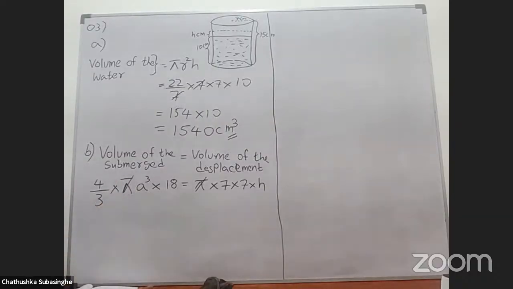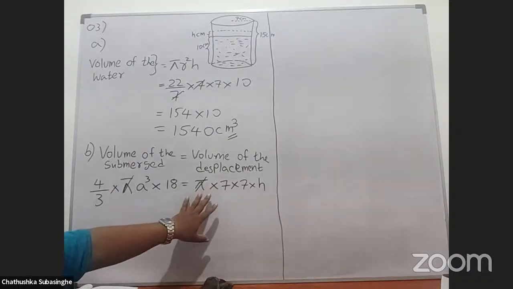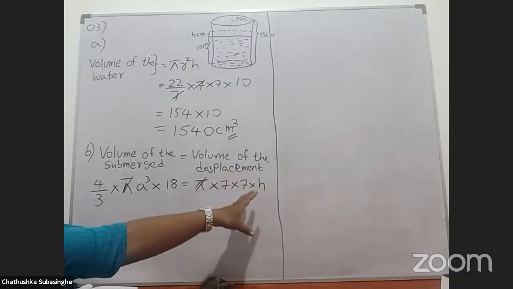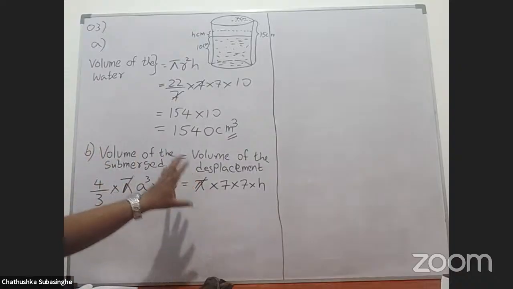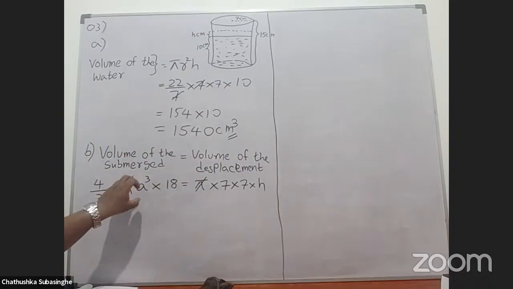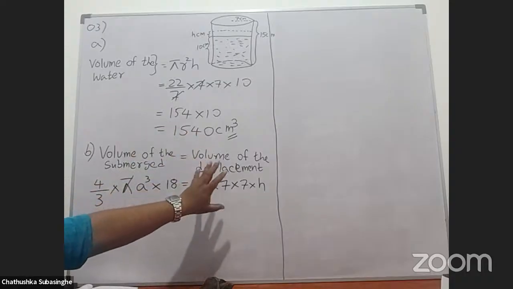Okay, Roshi, I'll explain it again. I hope you understood this A part. Here I think the problem is in how I use these numbers. I explained Archimedes' theorem: the volume of the submerged object is equal to the volume of the displacement.